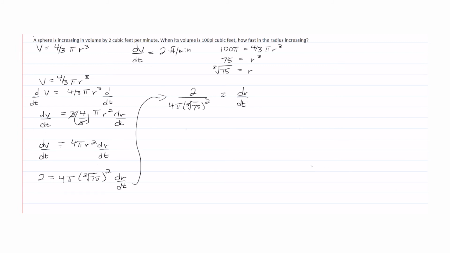And we can cancel out some common terms, and we can rewrite our radical so it looks a little neater. So we find that we have 1 over 2 pi times 75 raised to the 2/3 power equal to our change in radius over time, which is about equal to 0.009 inches per minute. Oh, just kidding, not inches. We're working in cubic feet. Cubic feet per minute. And there we go.